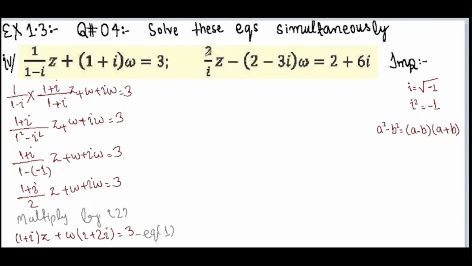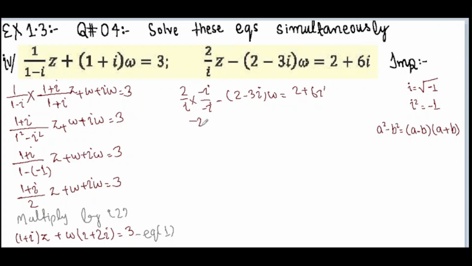Now we are going to solve this one. So it is 2 by iota into z. We are going to multiply and divide it by the conjugate of the complex number written in the denominator. The denominator has the complex number iota. So we are going to multiply and divide it by minus iota, minus (2 minus 3 iota) into w equals 2 plus 6 iota.